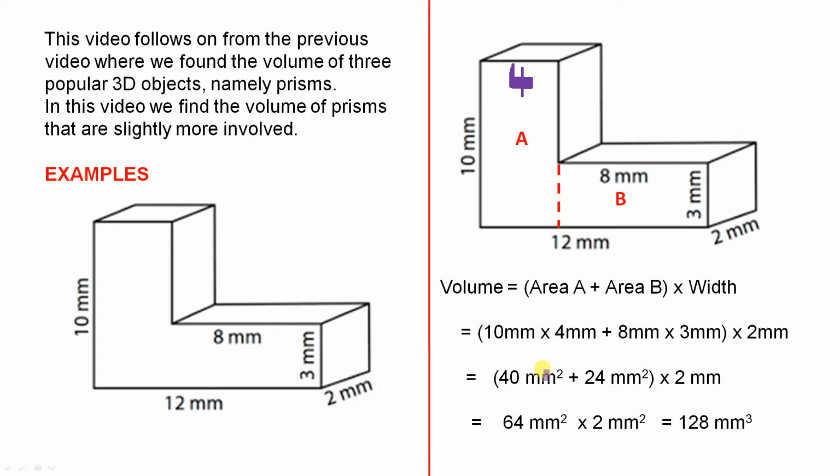So that first part is 40 square millimeters. This one is 24 square millimeters. And then we multiply that by 2 millimeters. So when you add those two together, that gives you 64 square millimeters multiplied by 2 millimeters. And the answer with respect to volume will be 128 cubic millimeters. So that's the volume of that entire solid, 128 cubic millimeters.